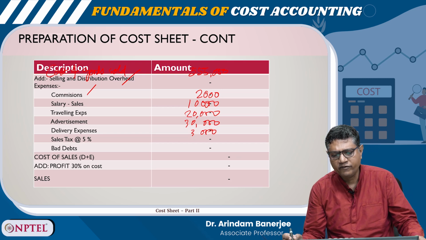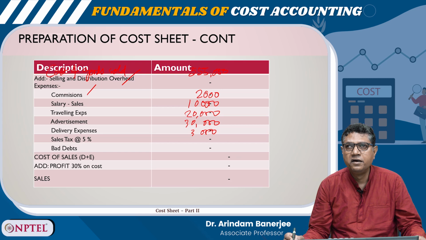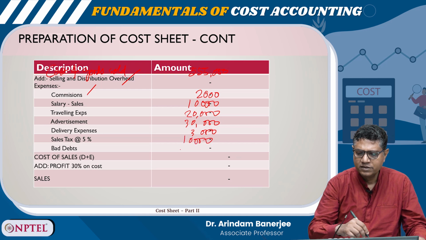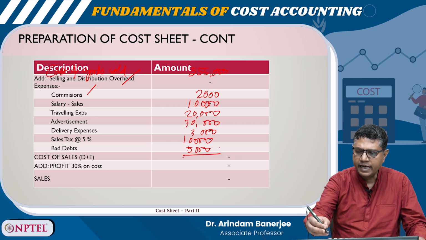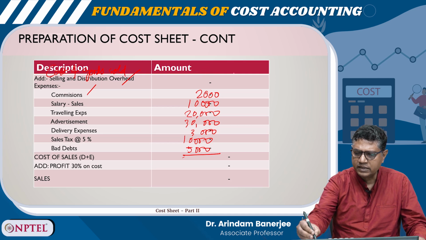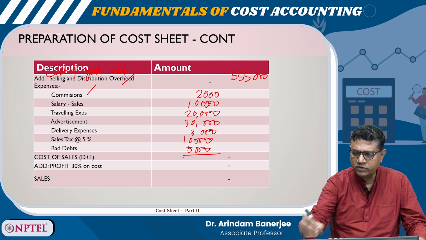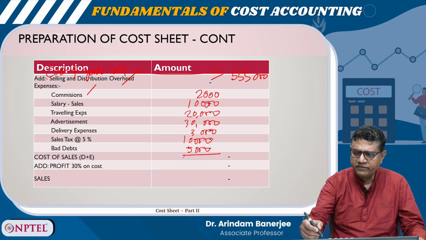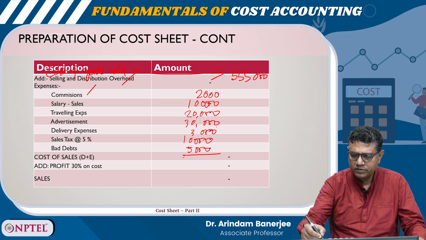Sales tax at the rate of 5%. Sales tax we need to calculate, but anyway I can take it as 10,000. Bad debts I am taking again 5,000. So, if I add all of these, let us write this in the outer column, then it will be easier to understand. I am writing 555,000, the cost of goods sold, fine. With this, if I add these, it is 80,000.